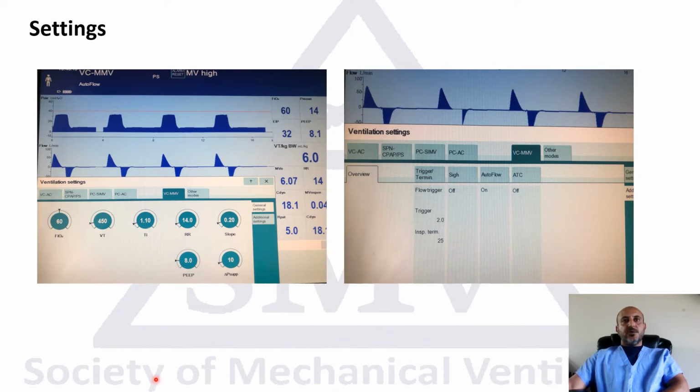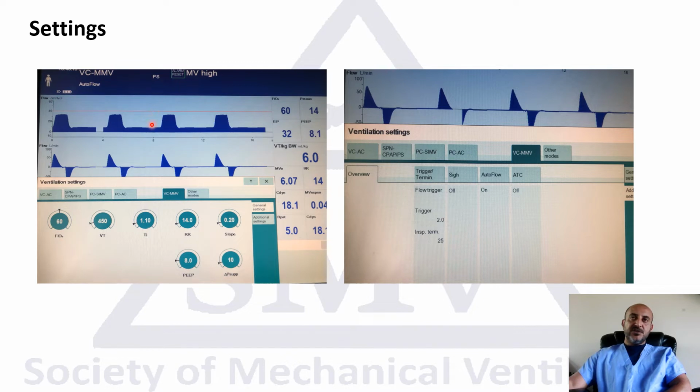So let's talk about how we are going to set that mode. If you notice here, it's called volume control mandatory minute ventilation. What's the input that the clinician would put? FiO2, tidal volume, the inspiratory time, sometimes it could be the inspiratory to expiratory ratio, I to E ratio, the respiratory rate, the slope, which is the inspiratory rise time, the PEEP, and the delta pressure support if the patient is having any spontaneous breathing.